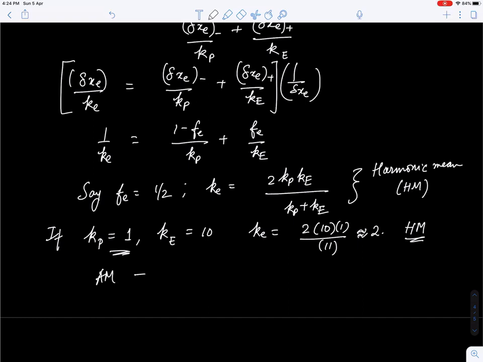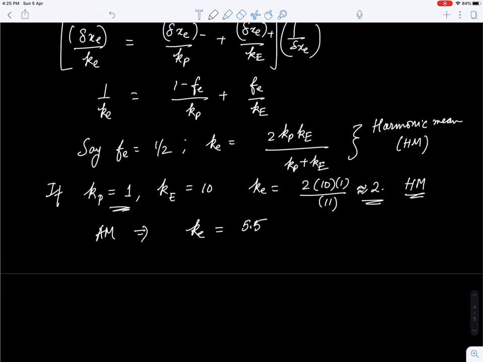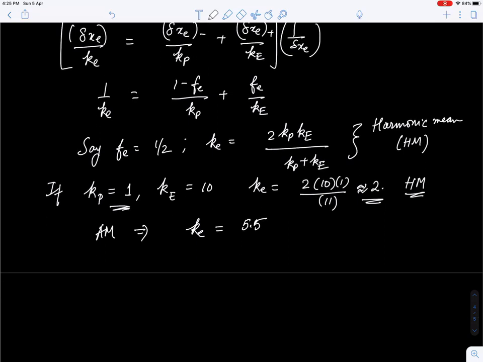However, the arithmetic mean would have given me Ke to be half of Kp plus Ke, which would become 5.5, right? And this is basically halfway between both these values. So it is quite clear that this value is much lower as compared to what the arithmetic mean will give me. And before I discuss whether this is correct or not, let's also go a few steps further.